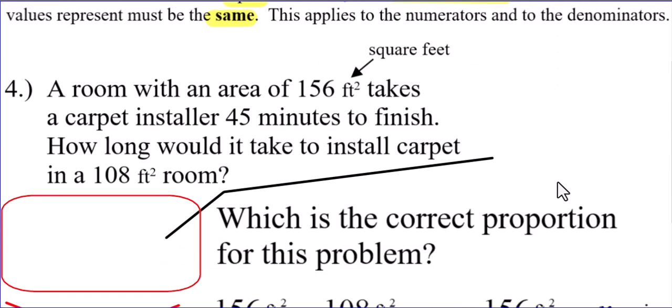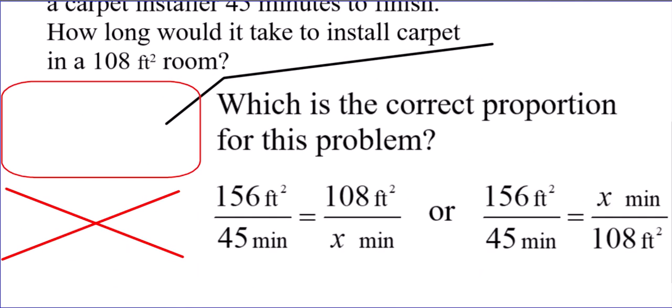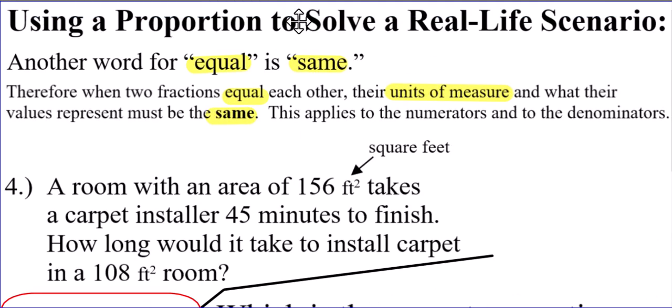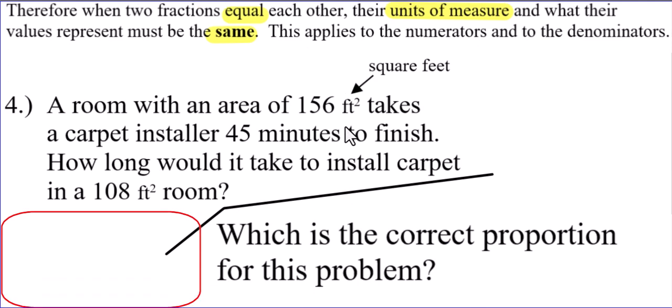Take a look at problem number 4. A room with an area of 156 square feet, that's what that little 2 means, square feet, takes a carpet installer 45 minutes to finish. How long will it take to install carpet in a 108 square foot room? Which is the correct proportion? Well, we need them to be set up the same way because since there's an equal sign in between, they have to be the same.